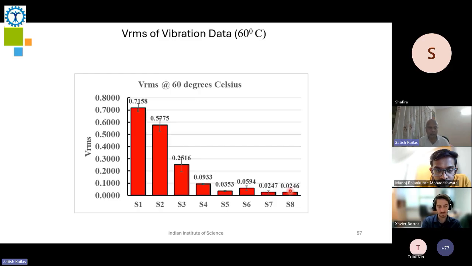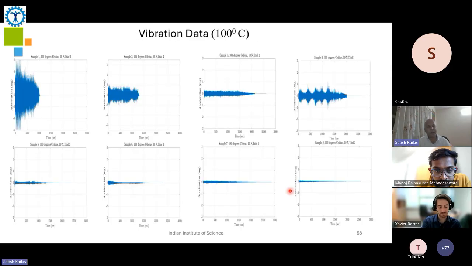So very fast and quick, and with good resolution, we can get these things. So vibration data you can see is significantly different.